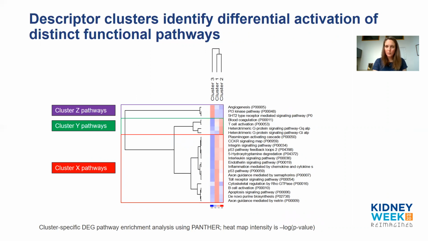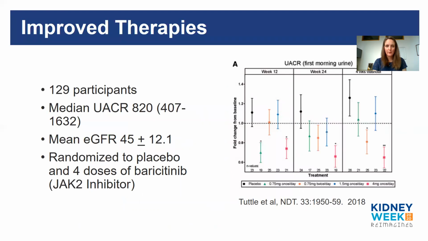So how might we transform these types of data sets into therapies? And is this really just a pipe dream? And I'll argue that I think there's good evidence that this may work and may offer promise for new therapeutic development and better prognosis. So for example, this is a phase 2 trial of baricitinib, which is a JAK2 inhibitor.